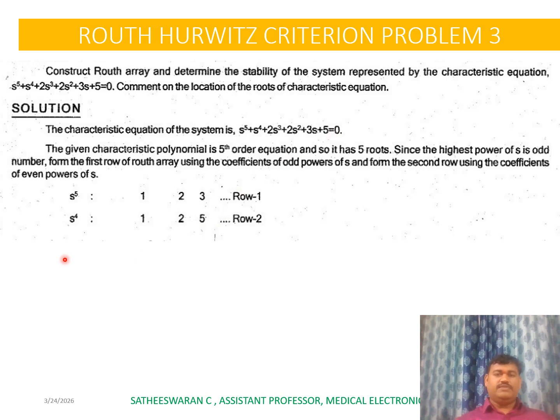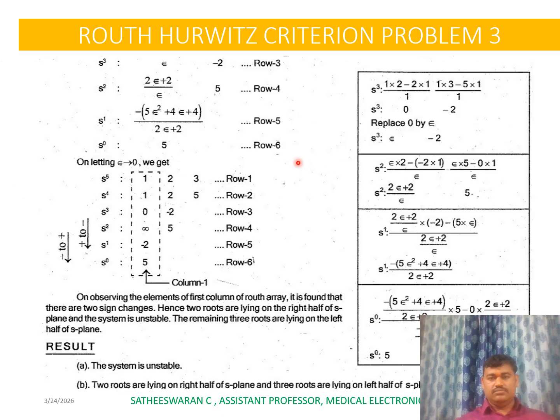We have to compute s power 3 row. S power 3 row: 1 into 2 minus 1 into 2 by 1, that is 0. 1 into 3 minus 1 into 5 by 1, minus 2. So here s power 3 is written as 0 and minus 2. Replace 0 with epsilon. This will become epsilon and minus 2.